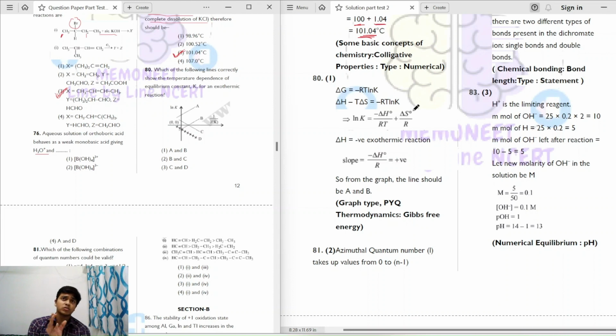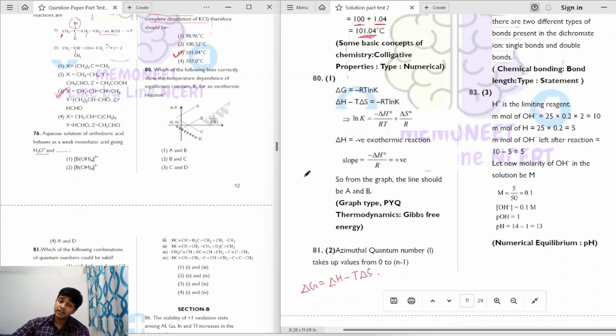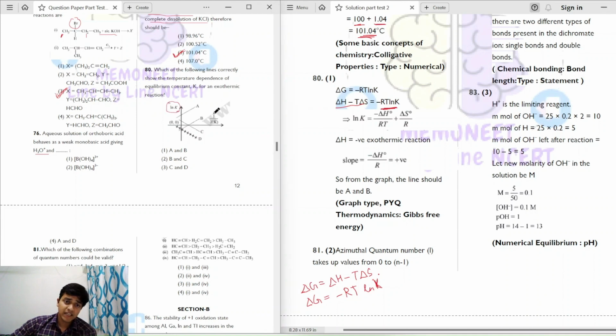So we need to include the enthalpy part as well. We know that free energy is given as delta G = delta H minus T delta S. And we also know that free energy can be related to the equilibrium constant as well. That relation is delta G is equal to minus RT ln K, where K is the equilibrium constant. So we can equate both these equations and we'll get delta H minus T delta S is equal to minus RT ln K.